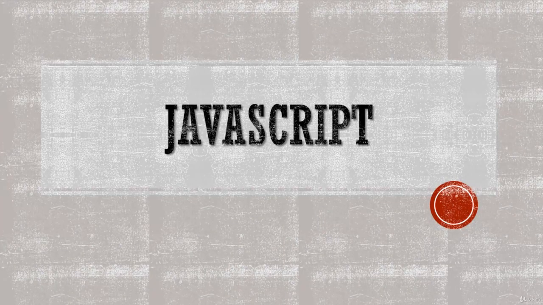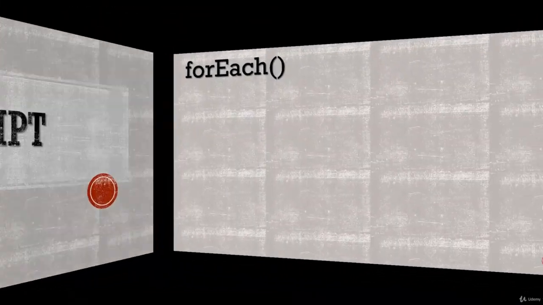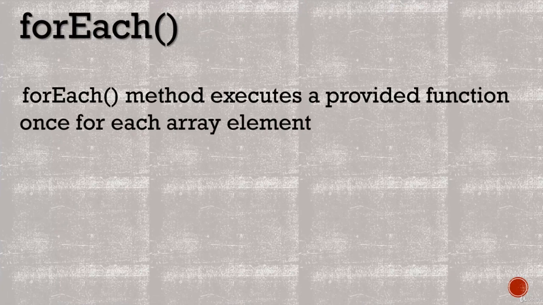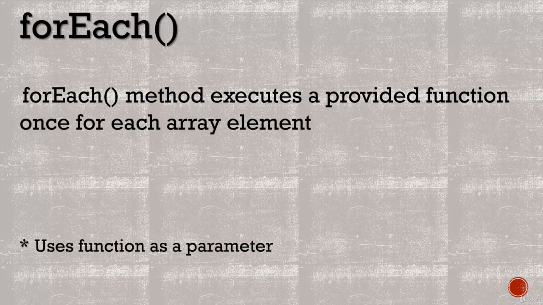Let's continue talking about how to access and manipulate multiple HTML elements. But before we consider another DOM method, I would like to show you another array method, which is very popular and useful when we deal with arrays. So I want to introduce you to the array forEach method. The forEach method executes a provided function once for each array element.